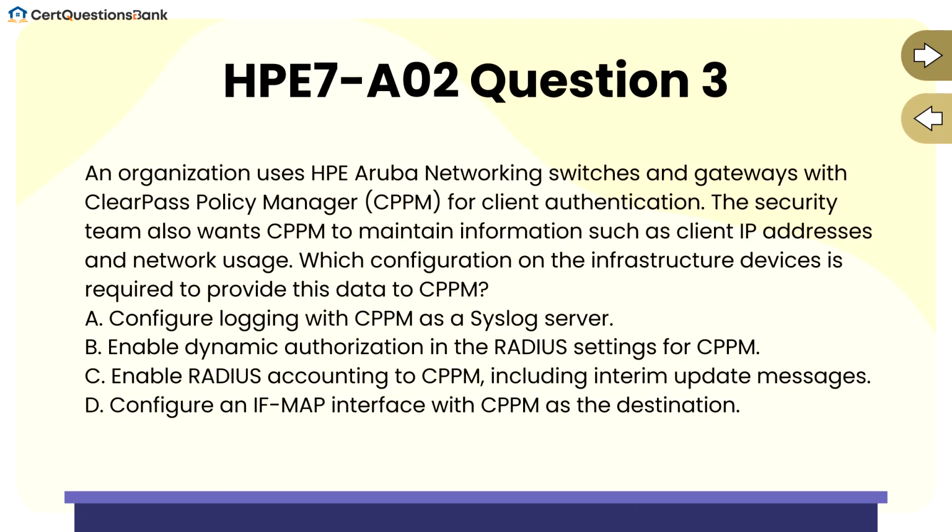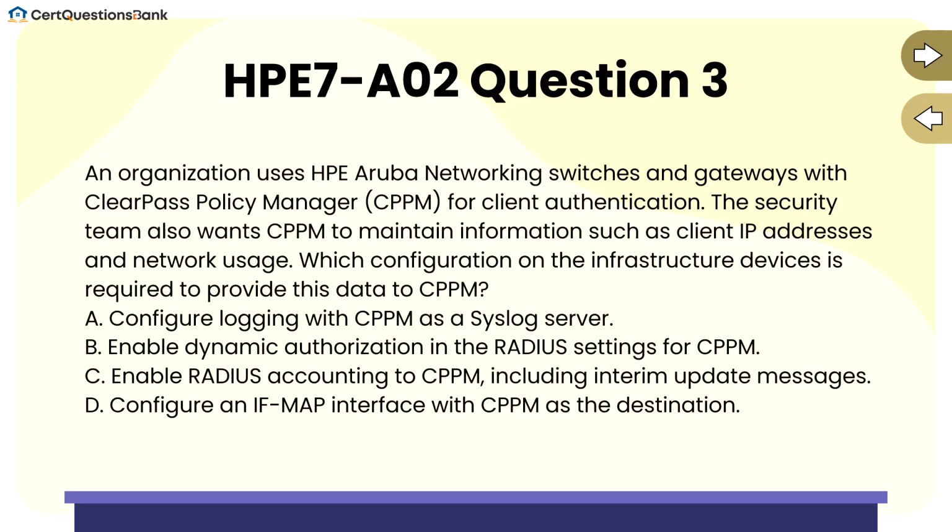An organization uses HPE Aruba Networking switches and gateways with ClearPass Policy Manager (CPPM) for client authentication. The security team also wants CPPM to maintain information such as client IP addresses and network usage. Which configuration on the infrastructure devices is required to provide this data to CPPM?